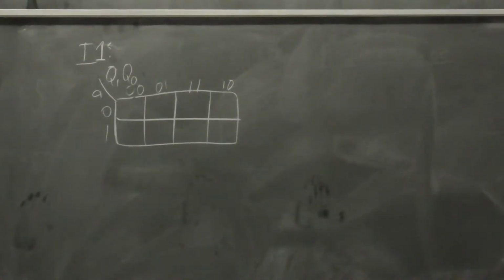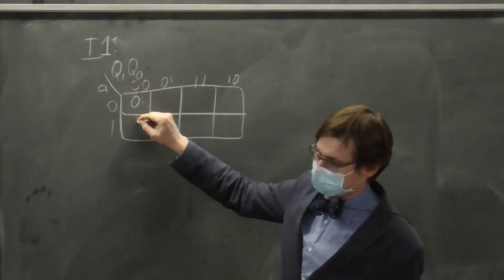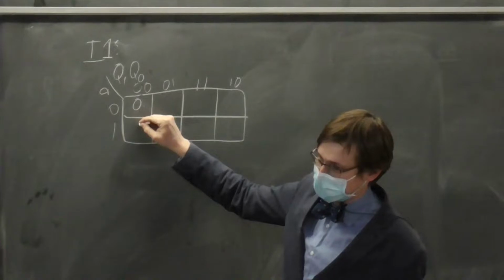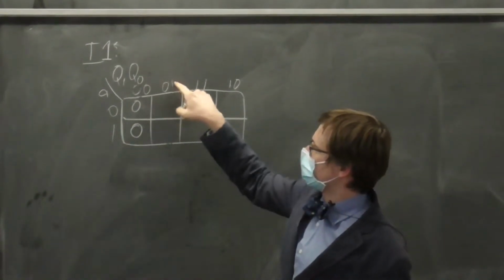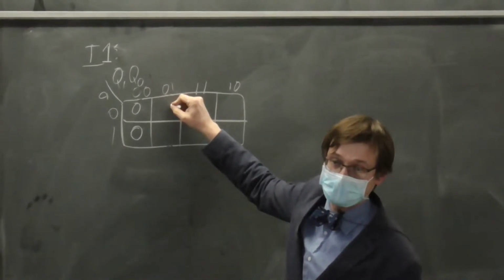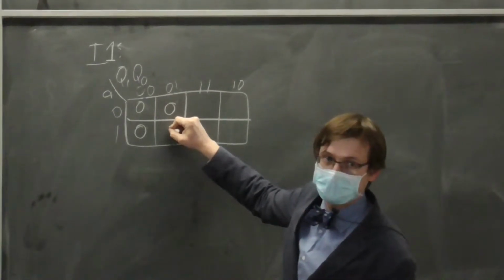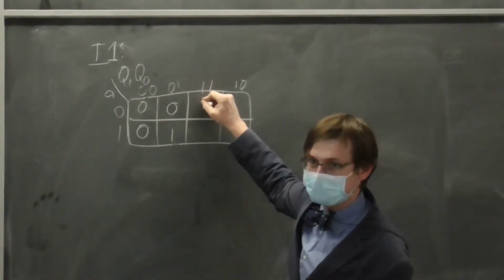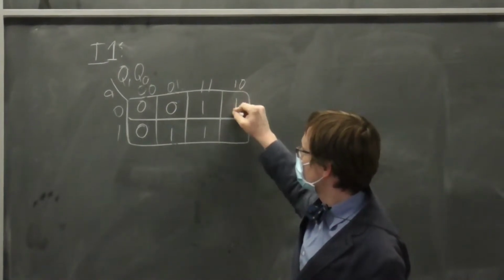Zero, zero, zero. Zero. Zero, thank you. What about when A equals 1? Come on, guys. 0. When Q0 is 1 and A is 0 and the other one is 0 too. 0. 1, 1, 1, 1, 0.